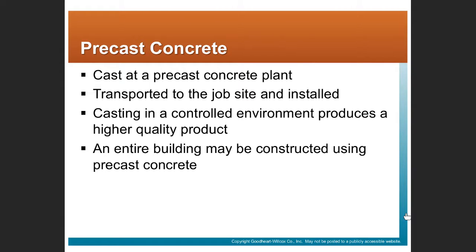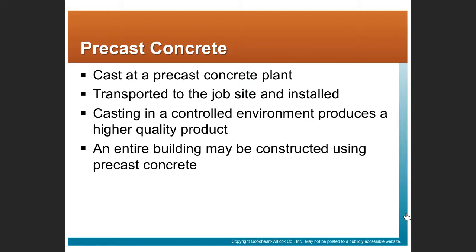Okay, so we have been talking about cast in place concrete. Remember, cast in place means that it's done in the field. The formwork is built in the field or erected in the field. The rebar is placed in the field. The concrete is poured in the field. And the quality of that work obviously depends on all the tradespeople and the concrete supplier and the ability to execute in the field. One way that we can control quality is by doing stuff in a factory in a controlled environment. Right, third bullet there says casting in a controlled environment produces a higher quality product.